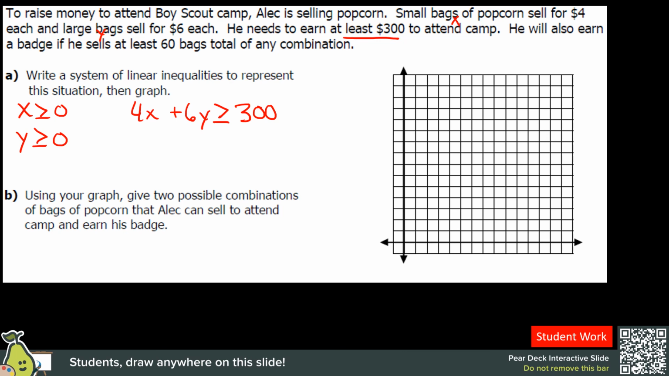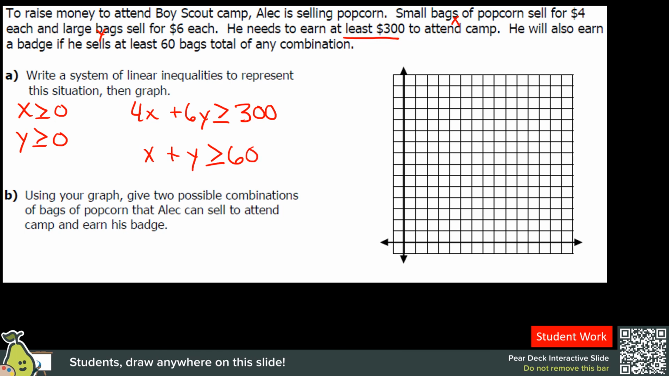And then the last part here is he has to sell at least 60 bags of any combination to get a badge, right? So that means that x plus y has to be greater than or equal to 60. So these are our equations.